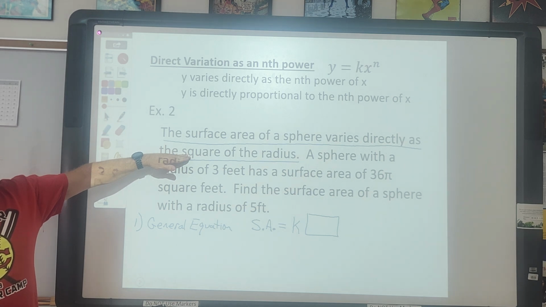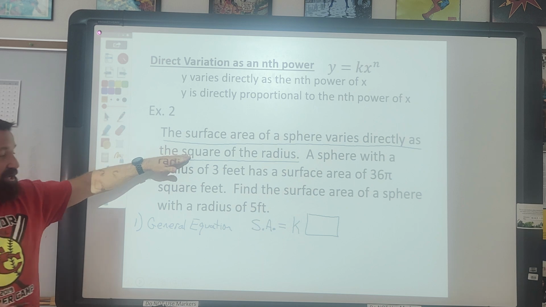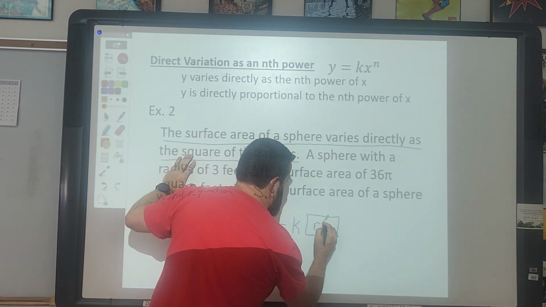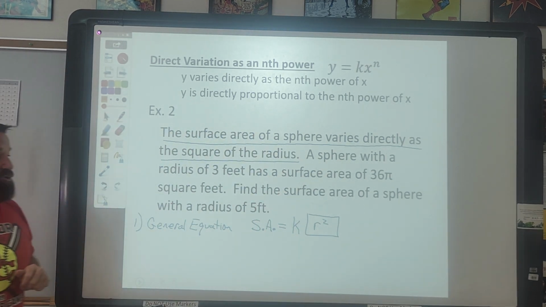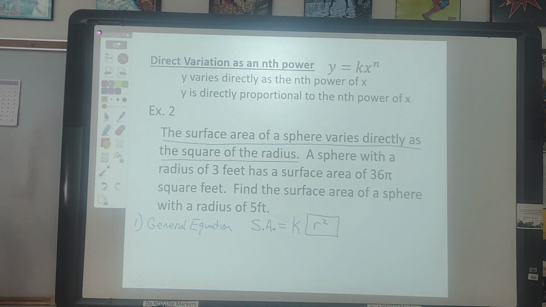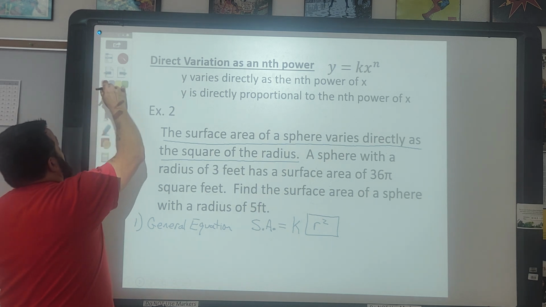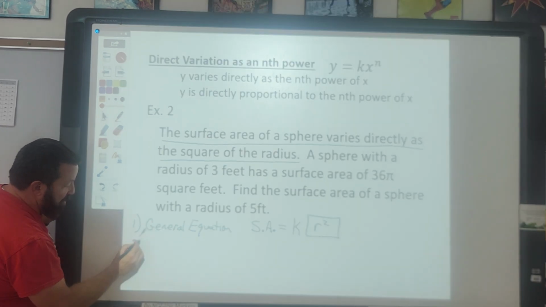So that's where the power comes in, because it's not just directly proportional or varies directly with the radius, it's the radius squared, okay? So right now, I have no numbers in here other than the squared part. All right, I have surface area, I got what it's directly varying with, but I have a constant still in there.